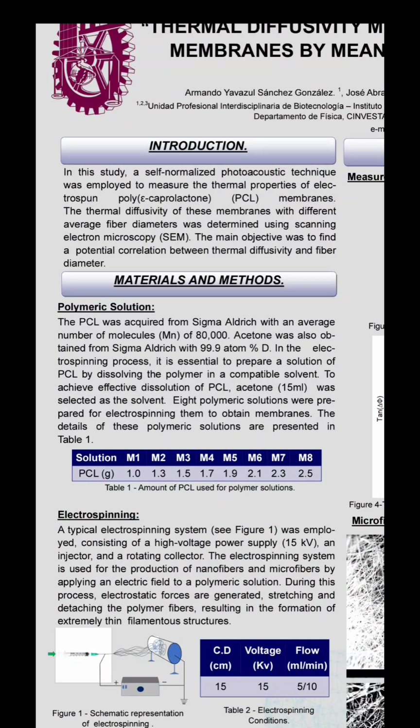Well, by way of introduction of this research, a self-normalized photoacoustic technique is employed to measure the thermal properties of polycaprolactone membranes obtained through electrospinning. This technique enables us to indirectly measure temperature fluctuation within the sample, resulting from non-radiative excitation following modulated radiation absorption. The membranes were observed using SEM to calculate their average size.